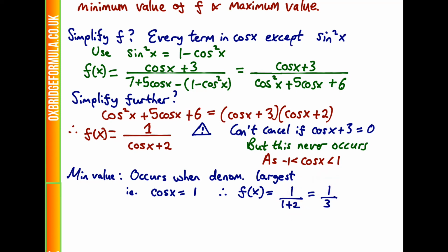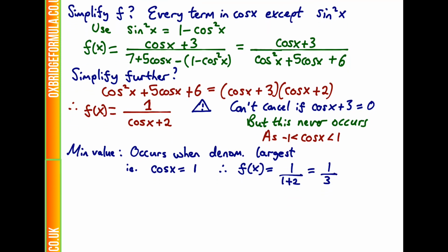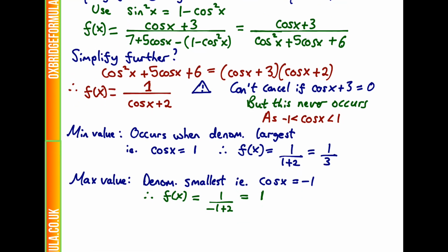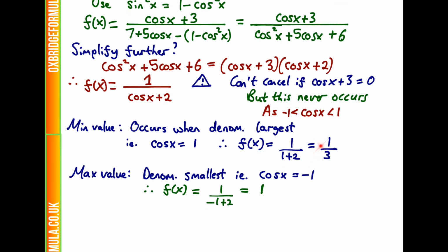Now, conversely, to maximise this precisely occurs when the denominator is smallest, as you're dividing by a smaller number, which gives a larger quotient. And this occurs when cos x is smallest, which is minus 1, and therefore f of x is maximum at 1 over minus 1 plus 2, which is equal to 1. And remember, we want to work out the difference between the max and the min. So that gives us 1 minus 1/3, which is 2/3. So the answer is D.